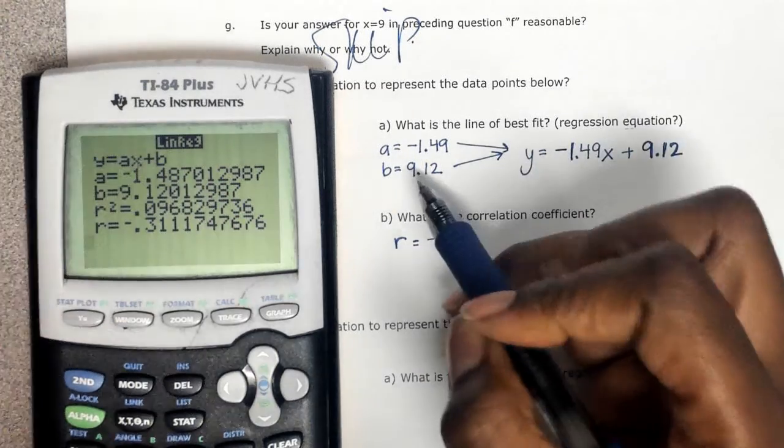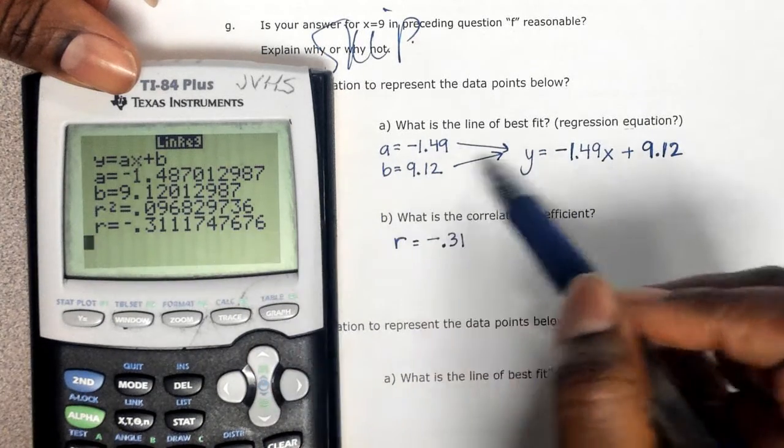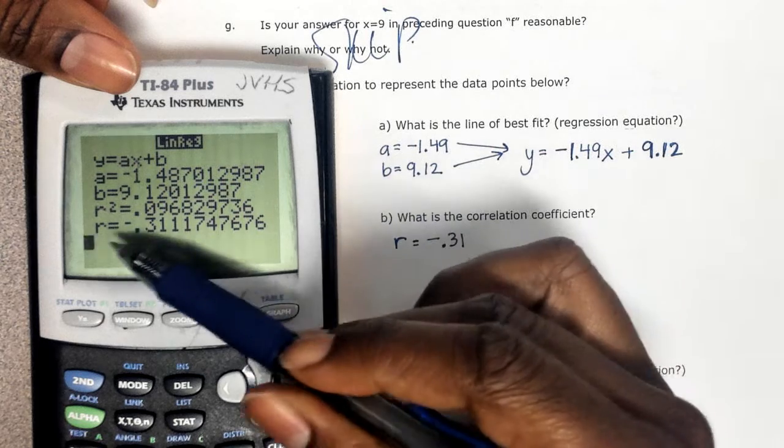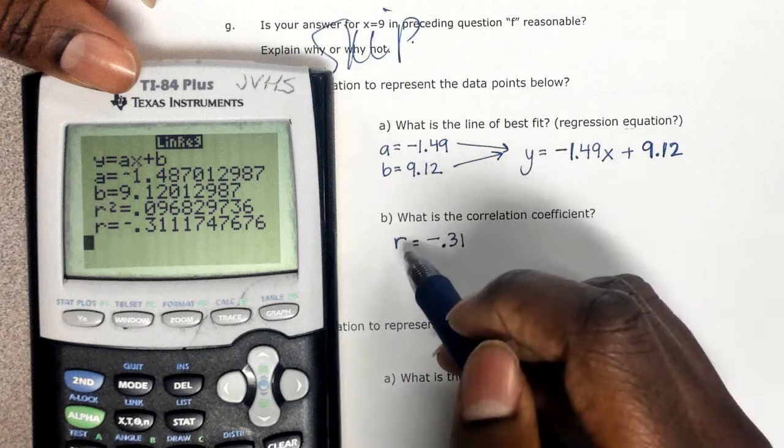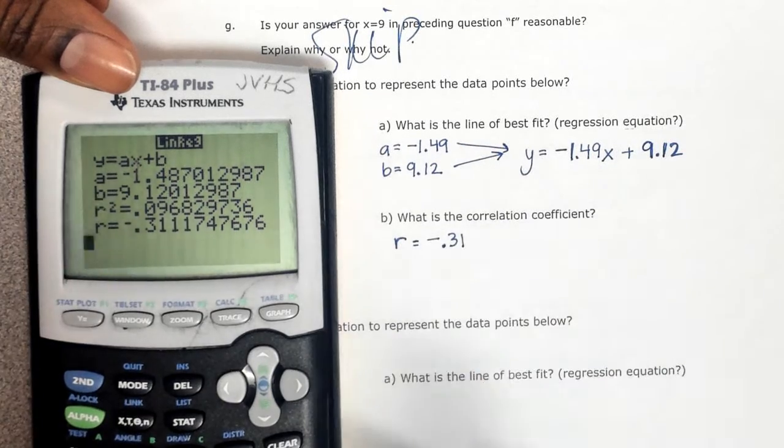You see how our calculator came together? The A and the B created the equation. Nobody cares about the R squared. Maybe in a couple of years you will. And the R is the correlation coefficient. That's the answer for that one.